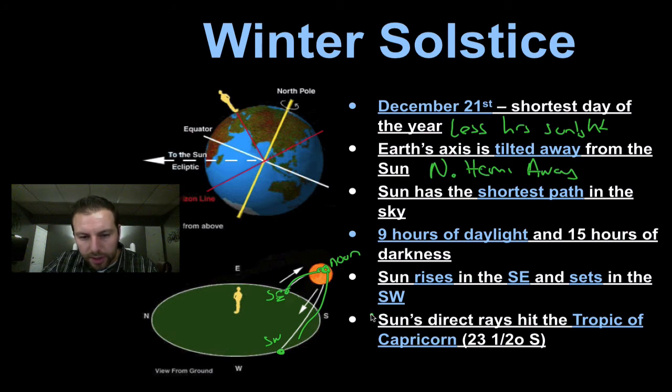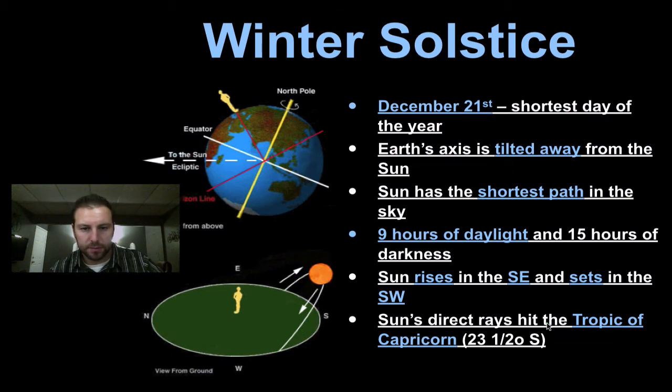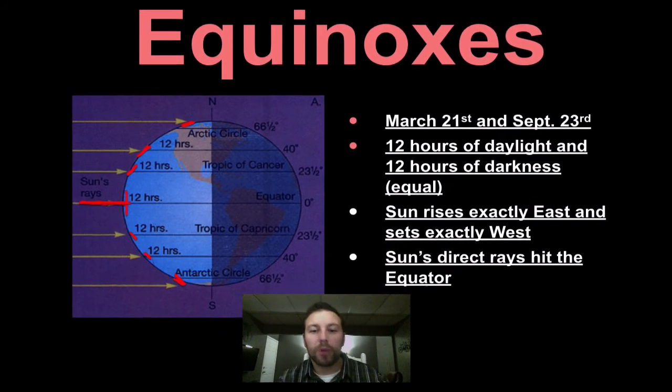And the sun's direct rays hit the southern hemisphere at the Tropic of Capricorn. So our winter is the exact opposite of our summer. And then we have our equinoxes.